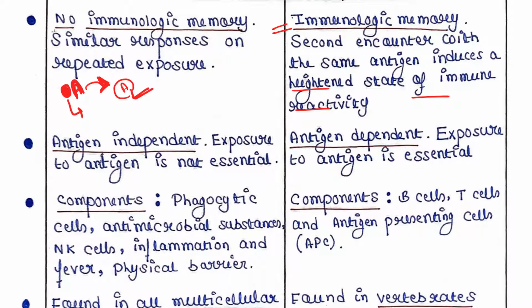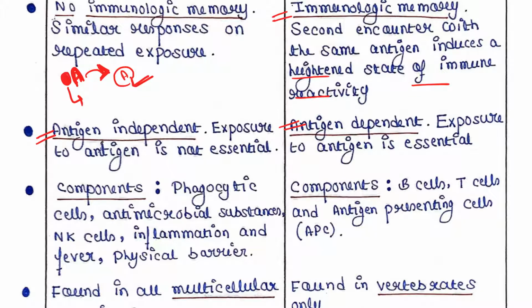Innate immunity is antigen independent, because exposure to antigen is not essential to activate innate immunity. So innate immunity does not require any antigen to be activated. Whereas adaptive immunity is antigen dependent. Exposure to antigen is essential. So adaptive immunity requires antigen to get activated.